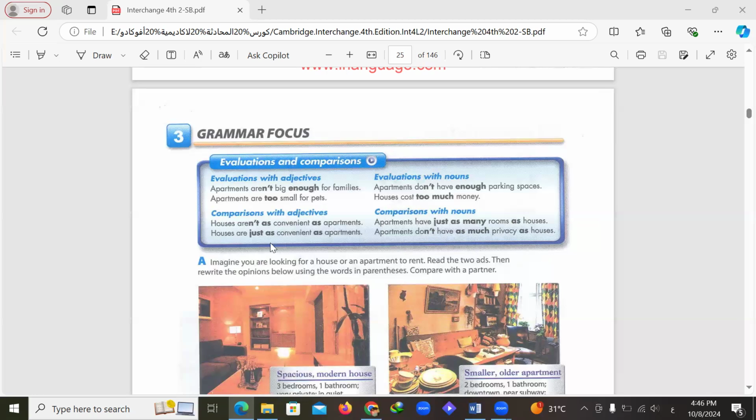The conclusion of this: when I want to use comparison with as, I should use an adjective. If I have a noun and I want to use this noun in this example, I must put an adjective like many or much before the noun.